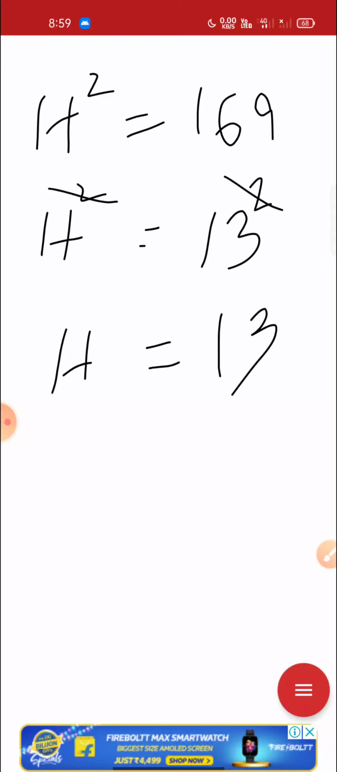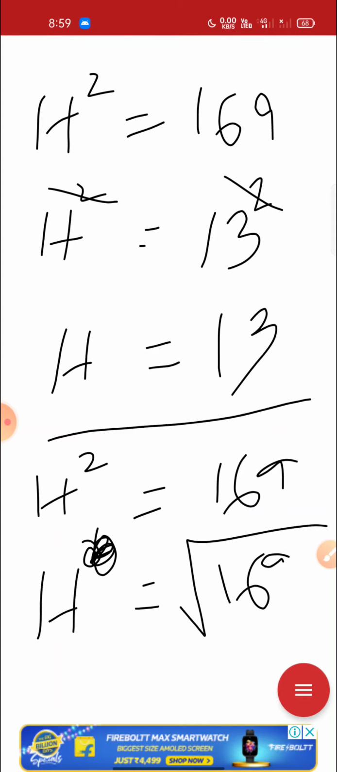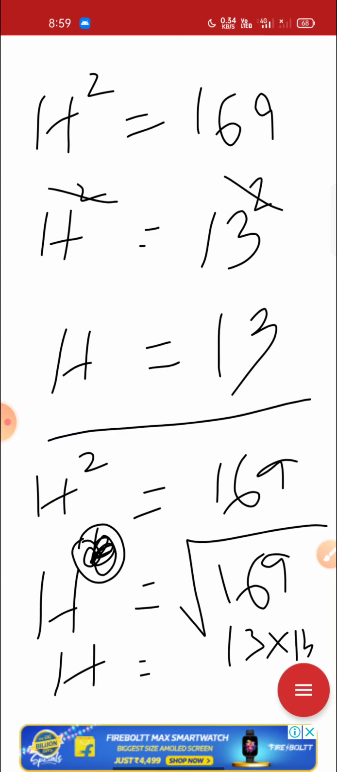Okay, so another method, of course, I'm just trying to finish this last part. After you reach h square is equal to 169, what you can do is you can use the square root. You just remove this, and it will become square root. The square has gone to the other side. So now h will become the square root of 13 into 13, which is only 13. So h is equal to 13. The answer will be the same.